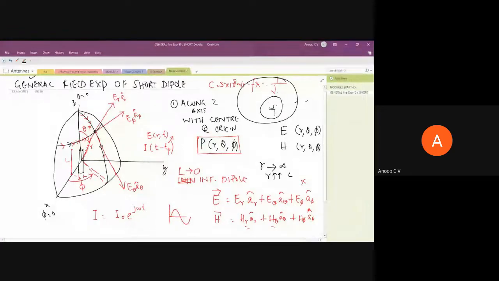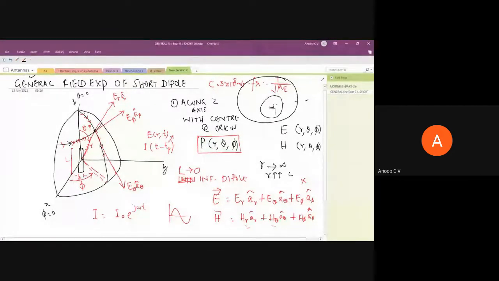The velocity will be 1 by root of mu epsilon, where mu is the permeability of the medium and epsilon is the permittivity of the medium. We are assuming the medium around our antenna is free space. Normally, a communication medium is free space or air only, so we don't have to bother about anything else. So it propagates with that velocity.